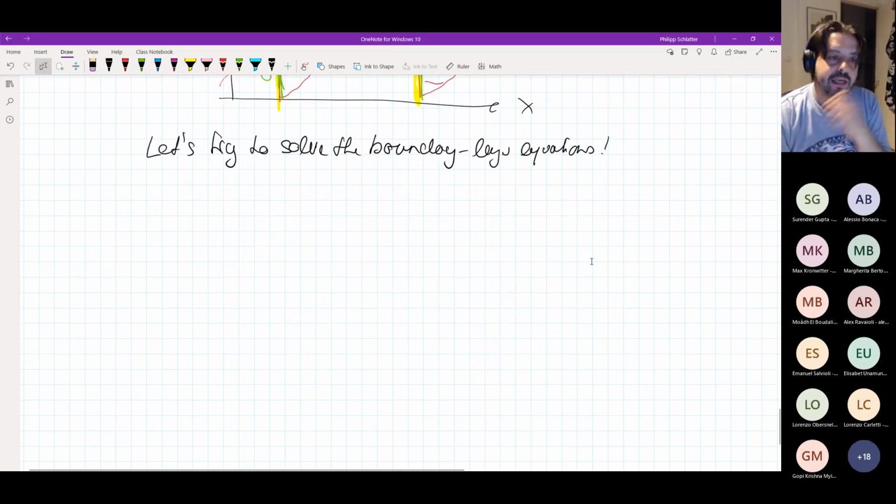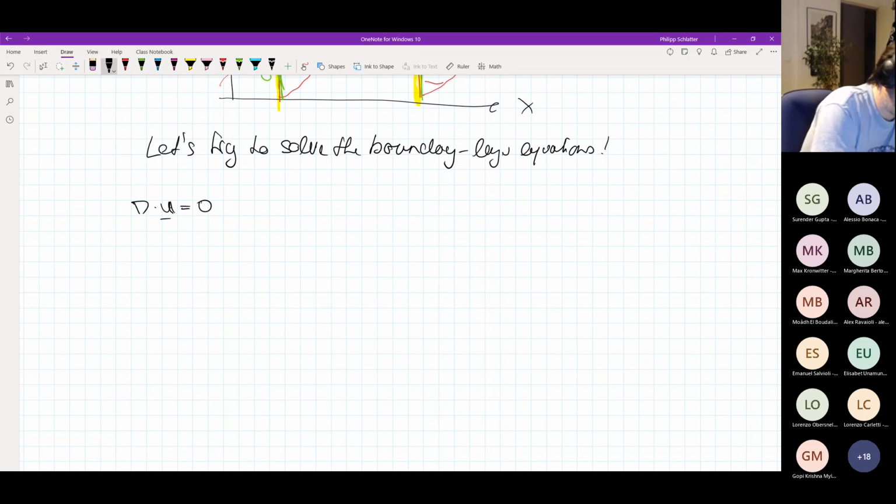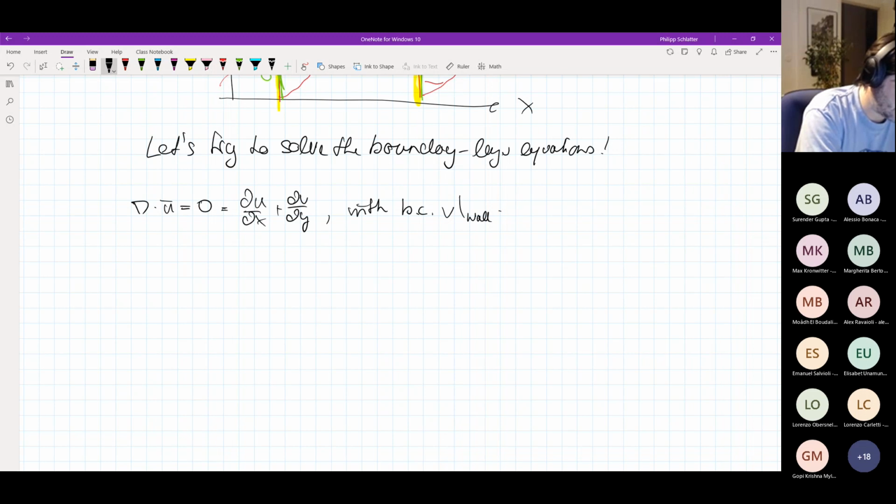So let's try to solve this now. We only have two relevant equations: the continuity equation and the x momentum equation. If you start with the continuity equation, nabla dot u is 0. And of course, this just means du/dx plus dv/dy is 0. Now, we know the boundary condition. The boundary condition is that v at the wall is actually 0.